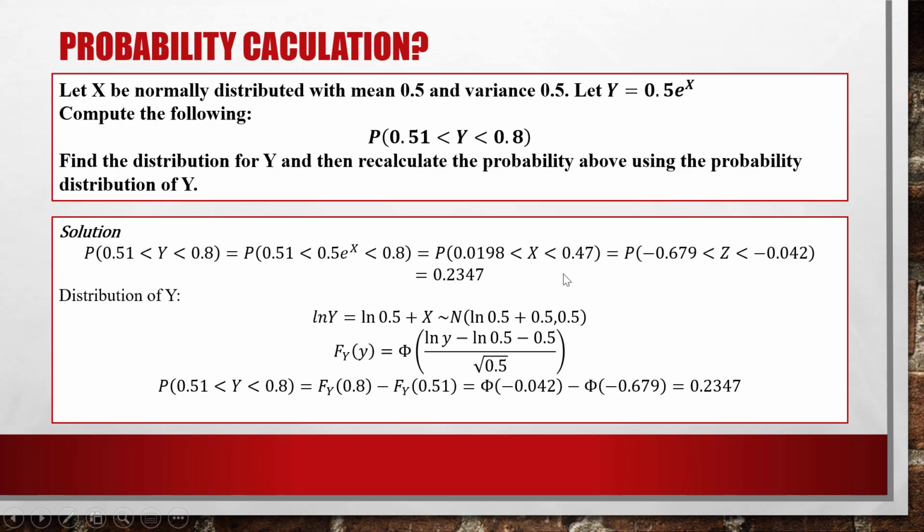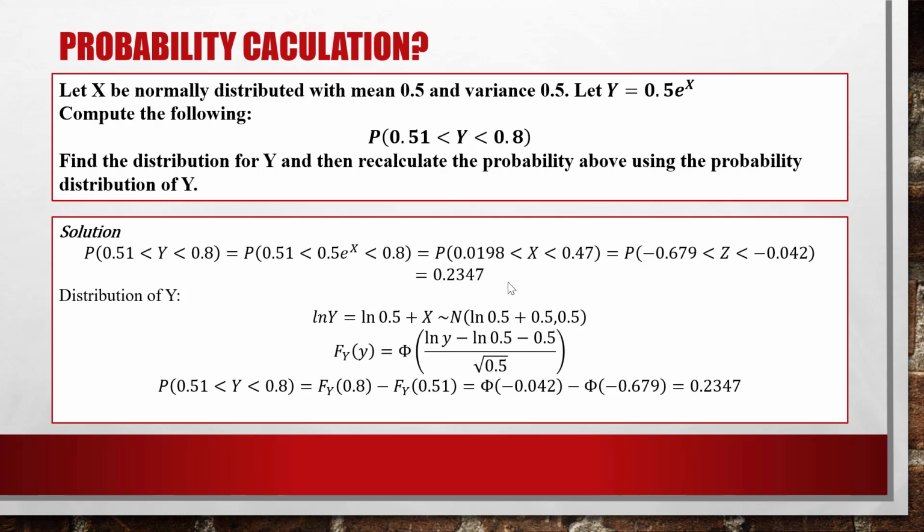So we use standardization. We got 0.0198 subtract 0.5 over the square root of 0.5, which is negative 0.679. And similarly for the last number, we got 0.47 subtract 0.5 divided by the square root of 0.5, which is negative 0.042, and the probability is equal to 0.2347. So that was the first way to calculate the probability of this example.